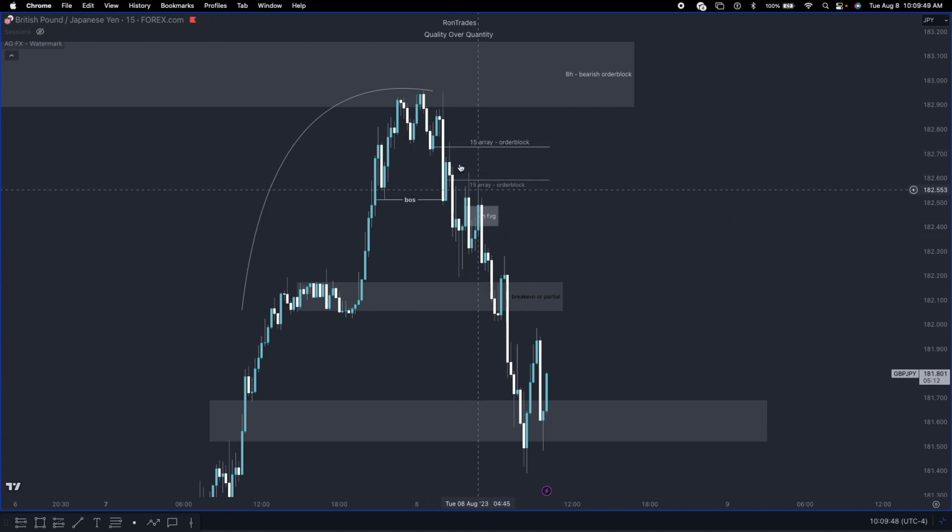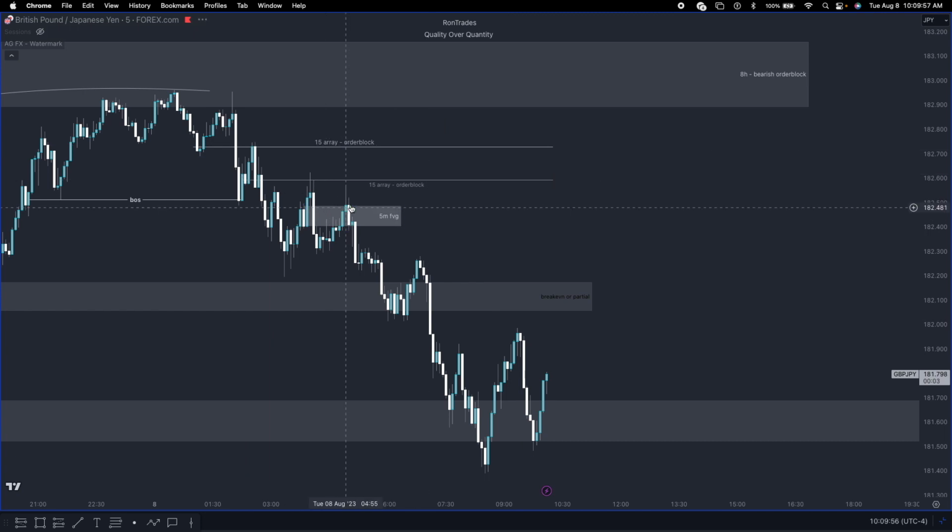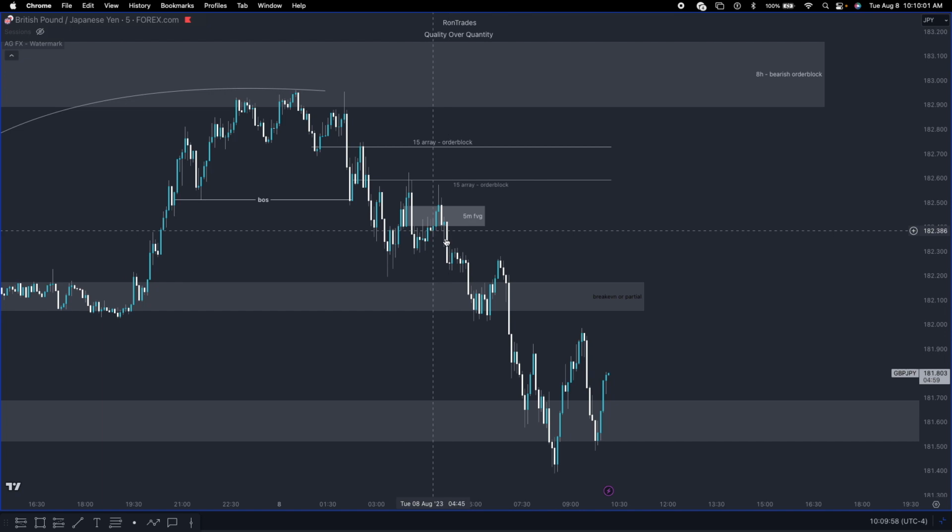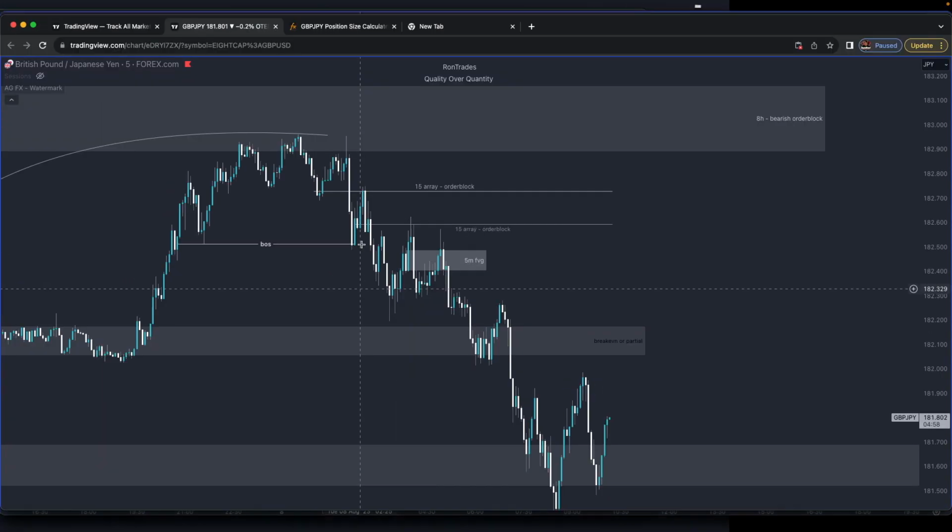Price moved away. We came back to the second PD array, 15-minute equilibrium order block. Second PD array respected. And like I say, guys, to end it off, we had a 5-minute fair value gap right here to make the third PD array respected, and we delivered to the downside. So let's go ahead and go into my NASDAQ setup here.